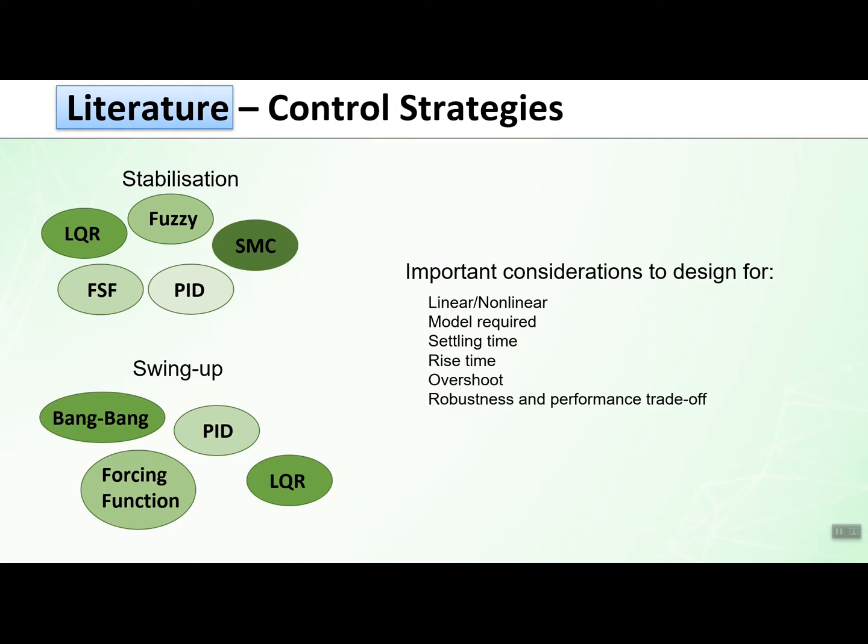Different control strategies were investigated for stabilization and swing up, with popular approaches being LQR and PID for stabilization and energy methods for the swing up. Some important considerations to make when designing a controller are whether the model will be linear or non-linear, or if there is even a need for a model at all. Performance characteristics such as settling time and overshoot, and a decision on the robustness performance trade-off.